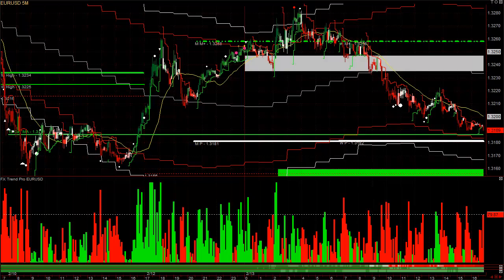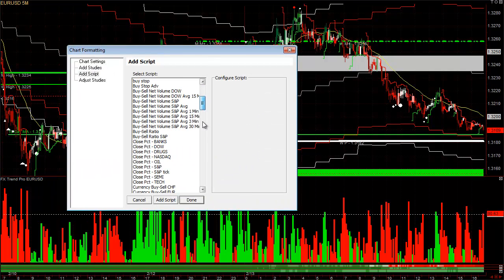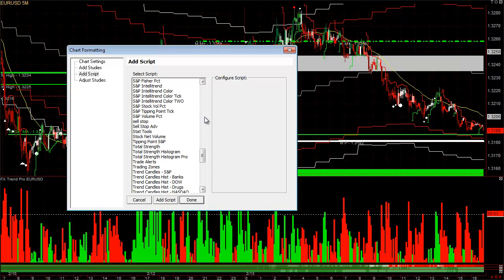This is going to be a quick class reviewing our trading zones. When you add your trading zones to your charts, right-click on the chart, go to Add Script, and it's alphabetical, obviously. You go down to Trading Zones. You want to leave these set like this.